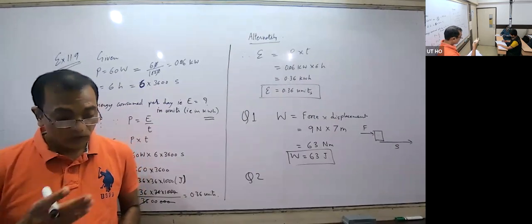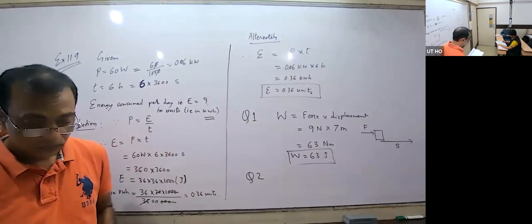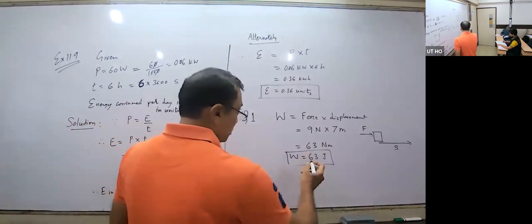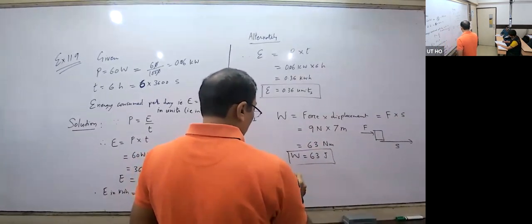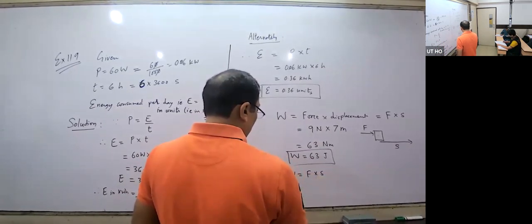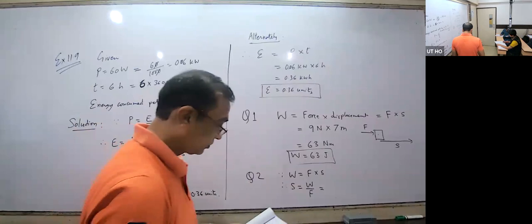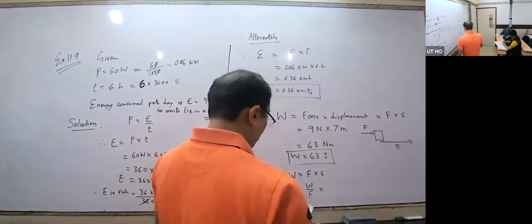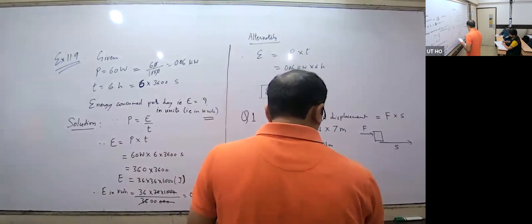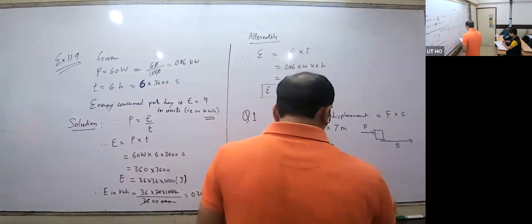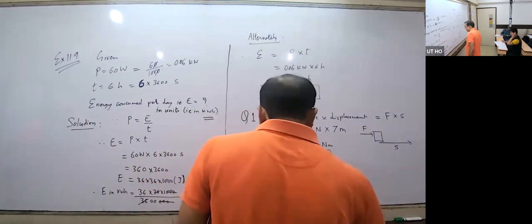Yeah. Your turn. A force of 26 newton does a work of 13 joule on an object. Find the displacement in the direction of force. So in symbols I would write work is equal to F into S, right? Since work is equal to force into displacement, therefore S is equal to work upon force. 13 divided by 26. 0.5. So, anybody who has difficulty can ask me.